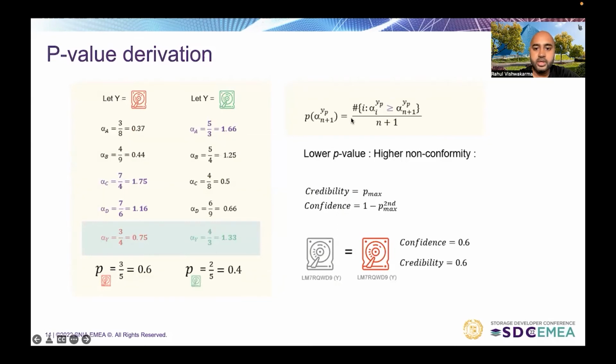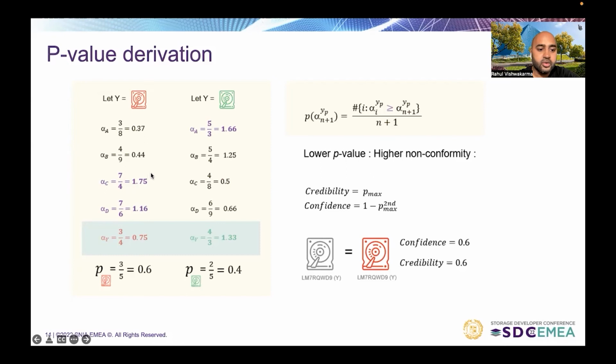The calculation of the p-value is that over here, we will calculate the number. I will re-emphasize, we will calculate the number of the non-conformity score values of y which are greater than or equal to this value over here. So let's see how we are calculating it. The calculated value of alpha y, which is the non-conformity score, is 0.75. Now these were the historical data, A, B, C, D, rows if we can think of. So what are the non-conformity score values which are greater than alpha of y? If we see, only 2 are greater than that.